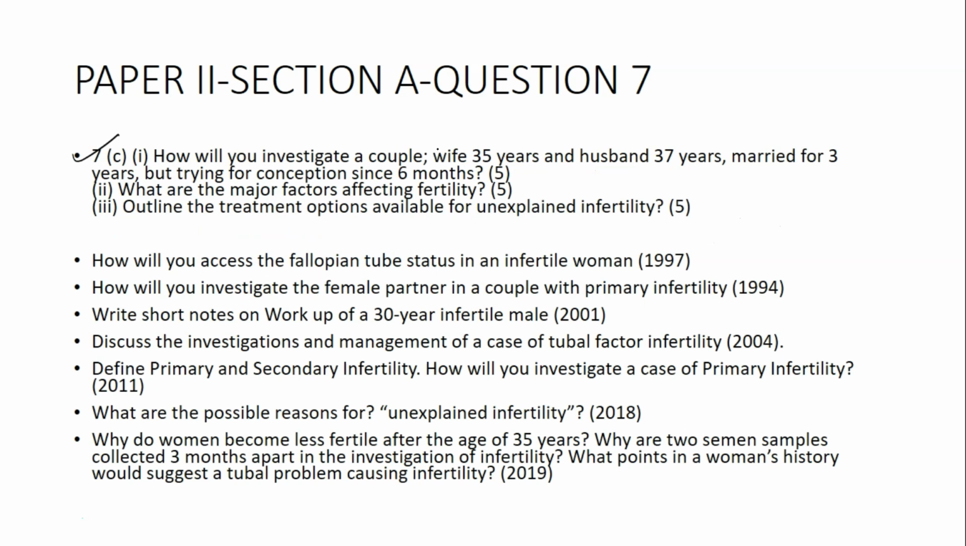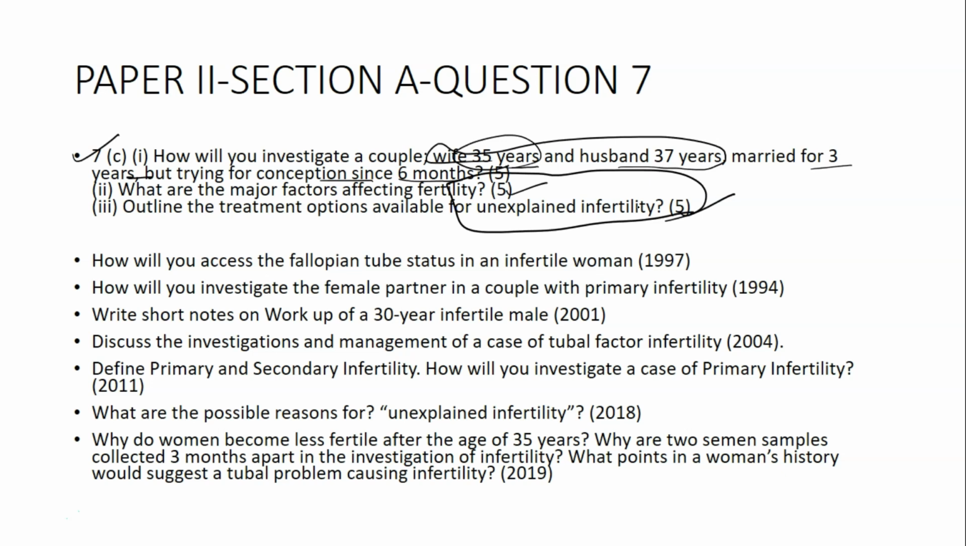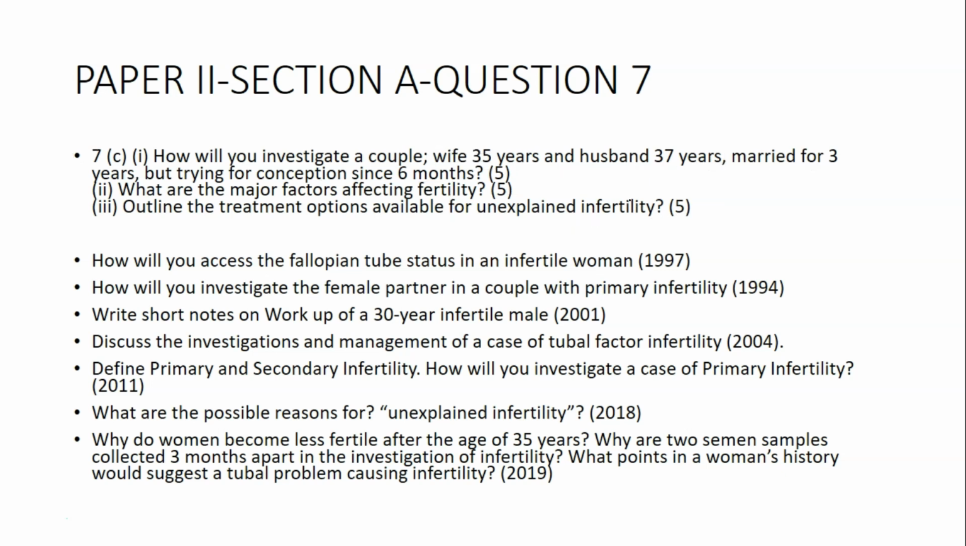Now, question number 7C1. How will you investigate a couple, 35-year-old wife, 37-year-old husband, wife 35 means we have to investigate, like it's getting late, married for 3 years, but trying for conception only since 6 months. What are the major factors which affect fertility? Treatment for unexplained infertility. Unexplained infertility we did discuss, but how to go ahead with fertility?